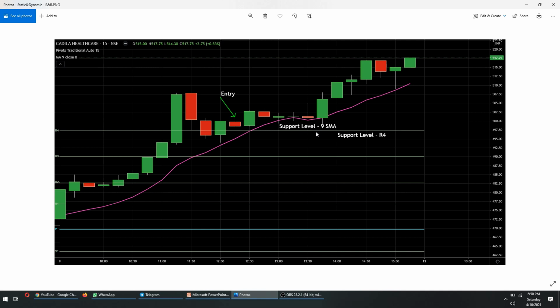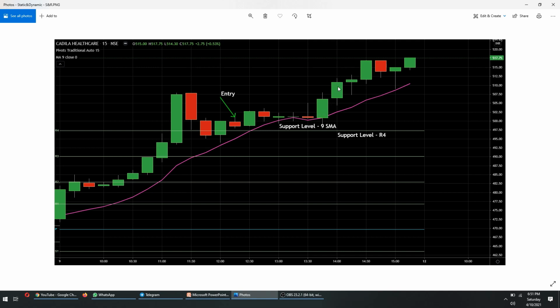Because the next support, that is the pivot R4 line, is at 497.50 rupees. You can take it as 496 or 495 as well. Okay, so that can be your stop loss, which will fall somewhere here. Okay, and as you can see, as the time passes by, Cadila again gained the momentum and it spiked up further. So you had a perfect stop loss in place and you had a perfect target where you would have booked your profits.